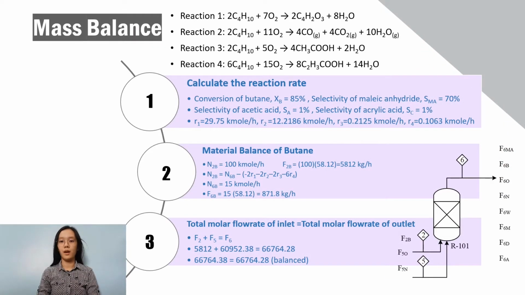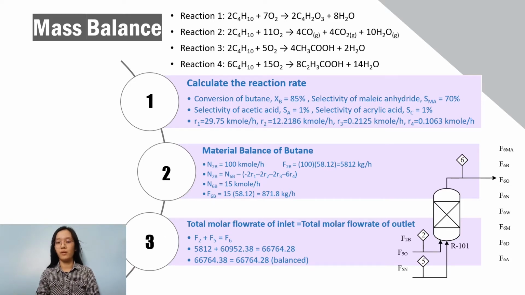In the production of maleic anhydride, there is one main reaction and four side reactions. The conversion of butane is 85%, while the selectivity of maleic anhydride, acetic acid and acrylic acid are 70%, 1% and 1% respectively. Therefore, the reaction rates, which are R1, R2, R3 and R4, are calculated as shown in the slide. Next, we assume our inlet molar flow rate of butane is 100 kmol per hour.